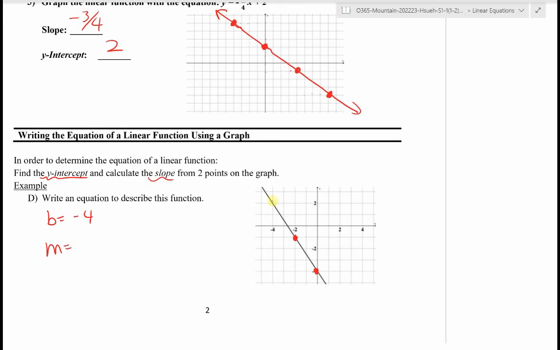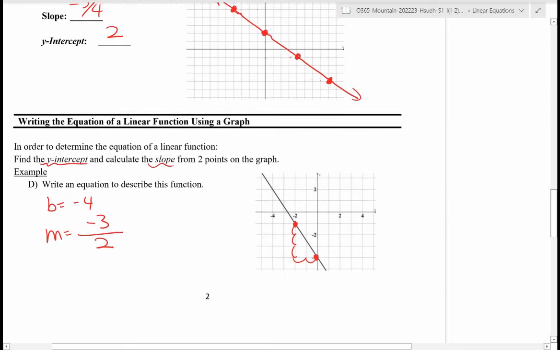Again, when I count, I always count from left to right. So I'm going to start from this point. Actually, let me count rise first, because it's usually rise over run, right? So we're going to go 1, 2, 3 units down, so -3, and then 2 units to the right, so this run is 2. There you go. You got the value of m, you got the value of b.